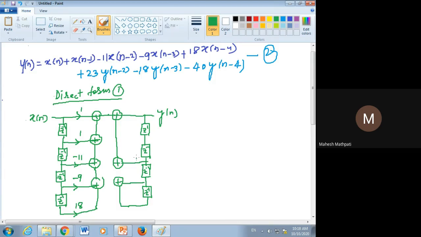Now the multipliers at this point are, how much will come here? This is 23. Fine. At this point it is minus 18. At this point it is minus 40. This is correct? Right, direct form 1? Yes, sir. Did everyone get it like this? Only 3 members. What about others? Yes, sir. Any difficulty in this?